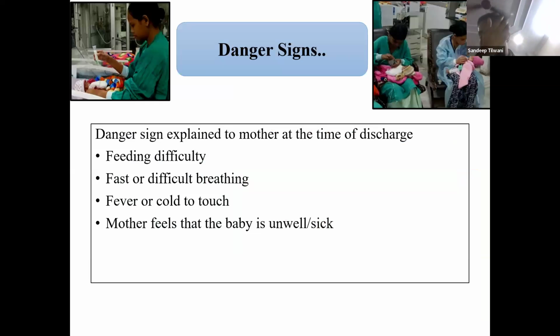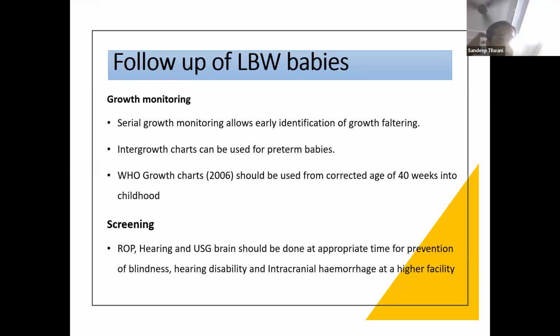There are certain danger signs which we need to explain to the mothers when we are discharging the babies home. We have to tell them that if any of these signs are seen, if the mother feels any of these signs, she has to immediately rush to the nearest hospital or to your facility. Those danger signs would include feeding difficulty, or fast breathing, or difficulty in breathing, or whenever the baby is warm, that is having fever, or is cold to touch, and whenever the mother feels that the child is otherwise dull or sick or unwell. In any of these situations, she has to bring the baby to you immediately.